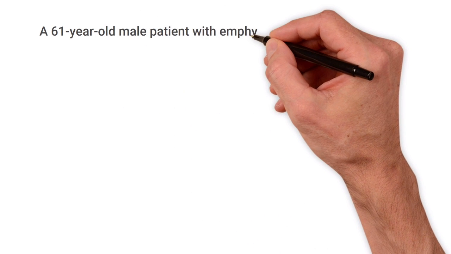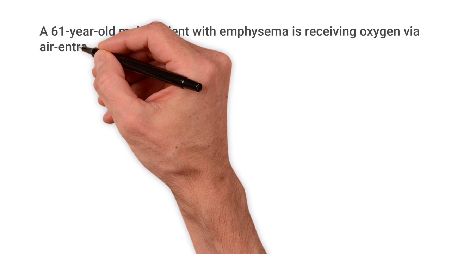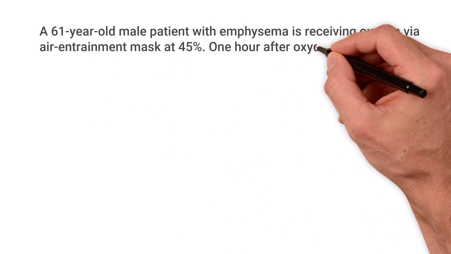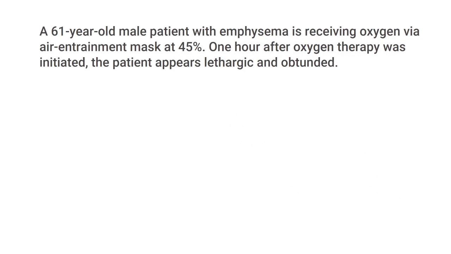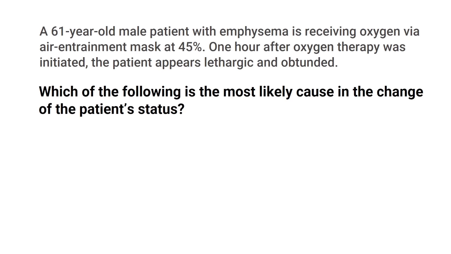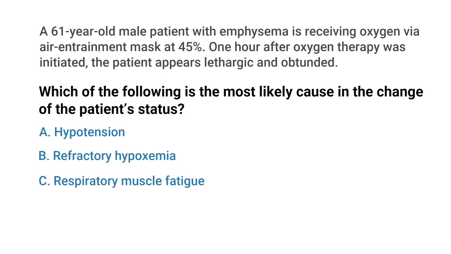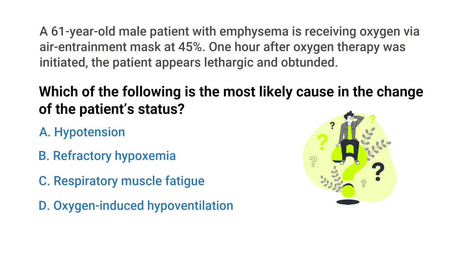A 61-year-old male patient with emphysema is receiving oxygen via air entrainment mask at 45%. 1 hour after oxygen therapy was initiated, the patient appears lethargic and obtunded. Which of the following is the most likely cause in the change of the patient's status? A. Hypotension. B. Refractory hypoxemia. C. Respiratory muscle fatigue. Or D. Oxygen-induced hypoventilation. Do you know the answer?